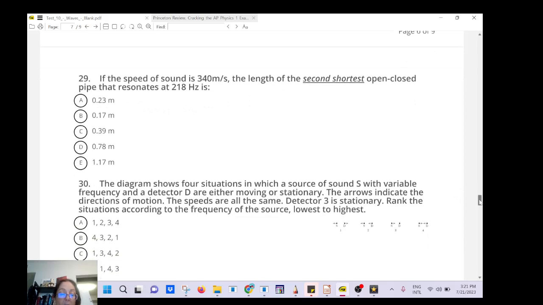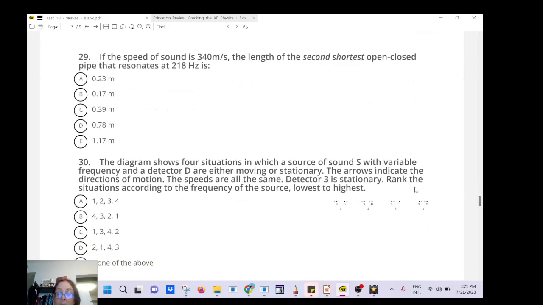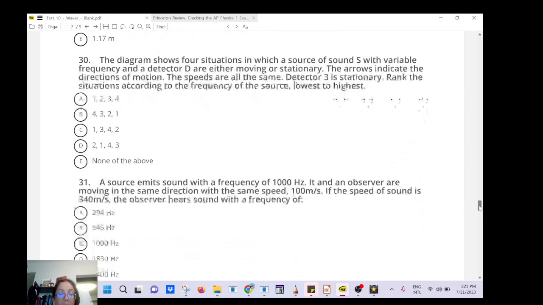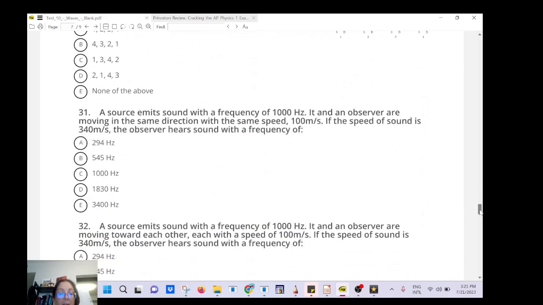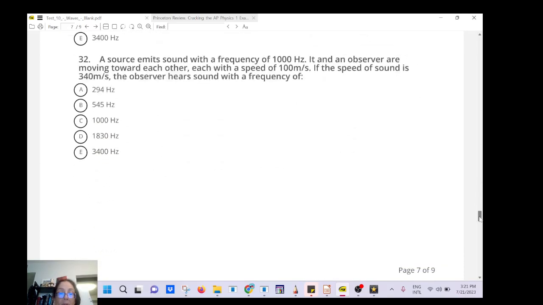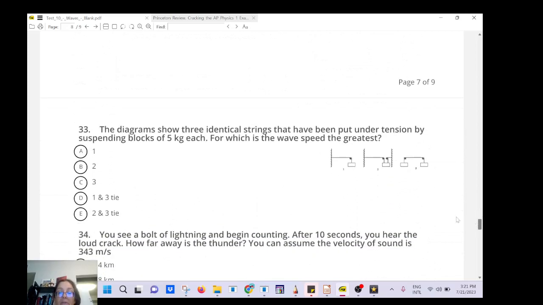Okay, so you can always pause the video. So this one is about the Doppler effect that's coming up. We didn't do that yet. This one is also about the Doppler effect. This one is about the Doppler effect. This one is interesting because it connects to mechanics.